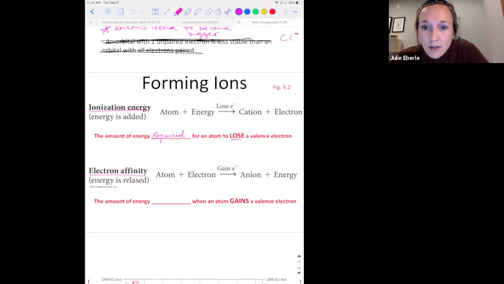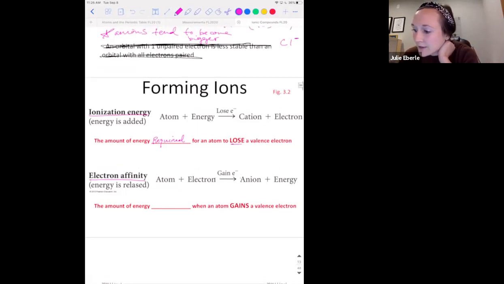They lose electrons more easily, or sometimes it takes a lot of energy, and it's very difficult to remove an electron from an element, okay? Some elements lose electrons very easily. Some of them, you've got to give them a lot of energy before they'll lose an electron. So that's what ionization energy is. It's the amount of energy required to lose a valence electron.